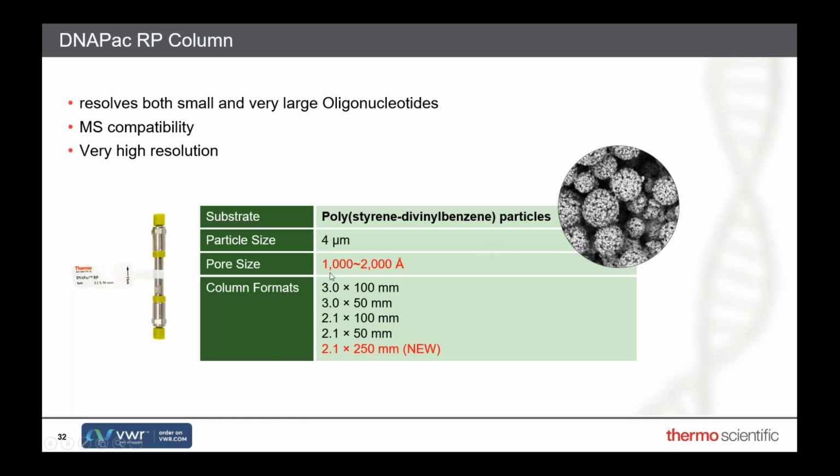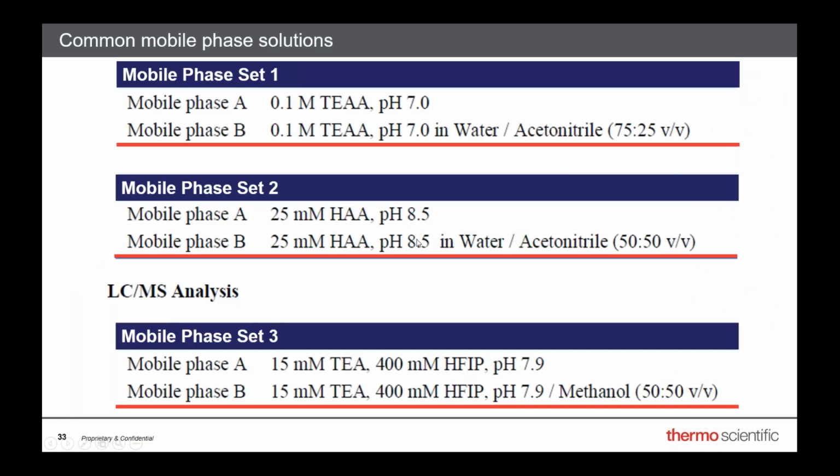Now, the pore size is variable. It's super macroporous. So it's huge. These pore sizes are big. It goes up to a 200 angstrom. But because it's super macroporous and has a varied pore size all the way through, it will separate the small ones and the big oligonucleotides in one column. And there's a new column that's come out for this, which is 25 centimeters long, just to give you that extra separation.